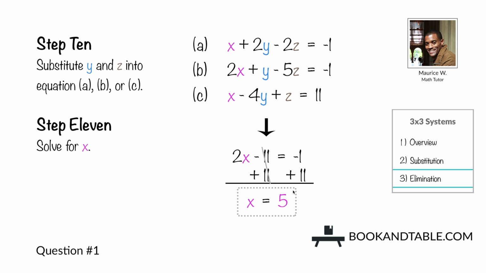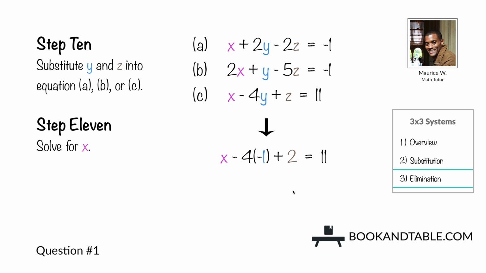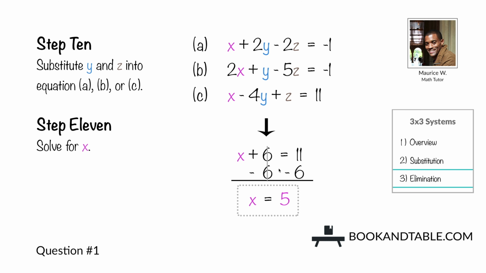We would get the same value for x if we plugged y and z into equation C instead, giving us x minus 4 times negative 1, which would be positive 4, plus 2. 4 plus 2 is equal to 6. So we get x plus 6 is equal to 11. And now we subtract 6 from both sides, showing us that x is equal to 11 minus 6, which again shows us that x is equal to 5.